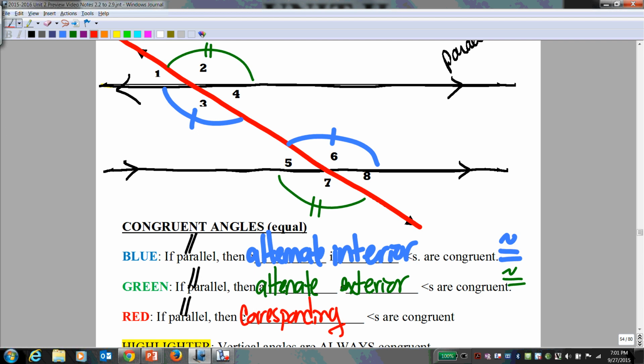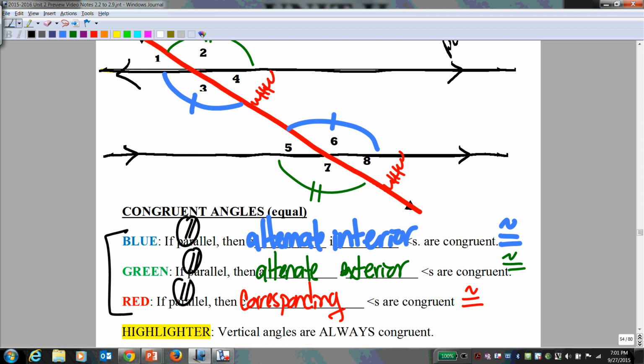Corresponding angles are congruent. The one in, one out, same side, that's also congruent when lines are parallel. So that would be like 4 and 8, 3 and 7, 1 and 5, 2 and 6. Those are all corresponding. Now these three are congruent only if lines are parallel. But vertical angles are always congruent, even when lines aren't parallel.